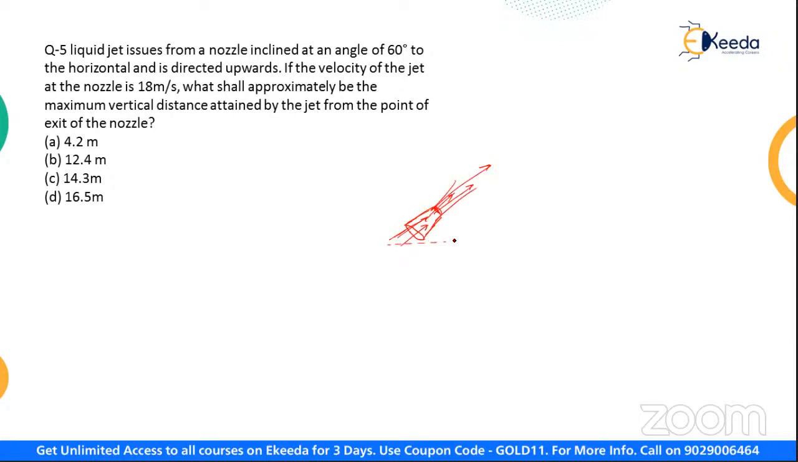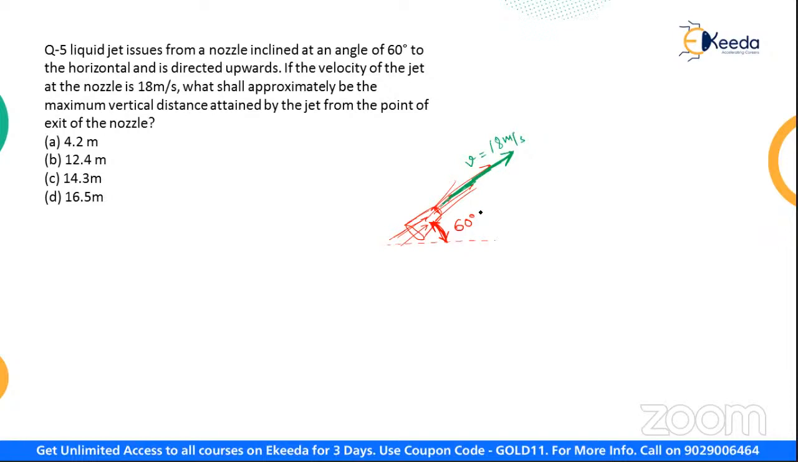This is having an inclination of 60 degrees to the horizontal and it is directed upwards. If the velocity of the jet at the nozzle, let me change the color first. Now let's say I'm denoting with the green color. This is the velocity of the jet at the nozzle, that is 18 meter per second.